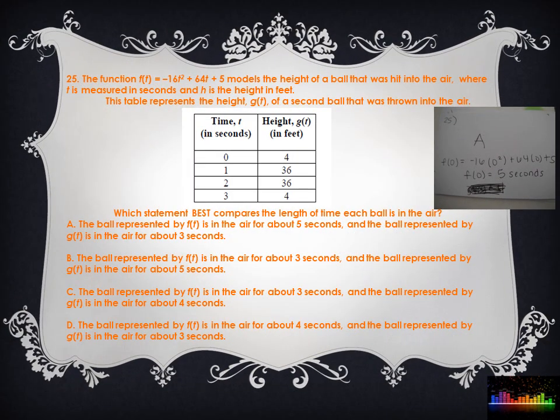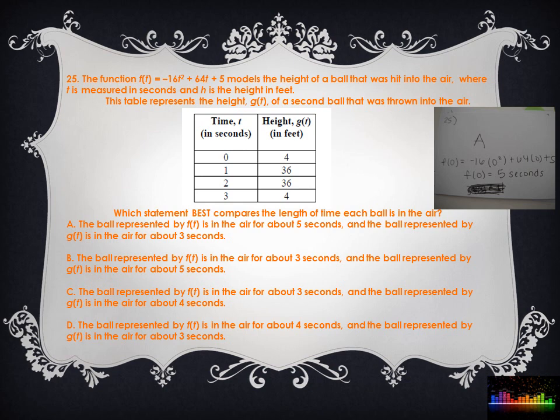When you're comparing functions, it's best to put them into the same format. So since g of t is given to us in a table, we can do that with our f of t function. We know that when the ball starts out at 0, it has an initial height of 4. And so when we put 0 in for our time in f of t, we get 5 seconds.